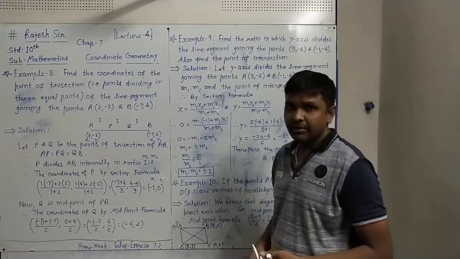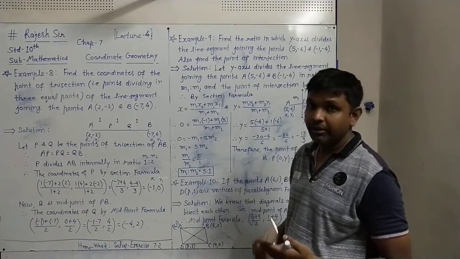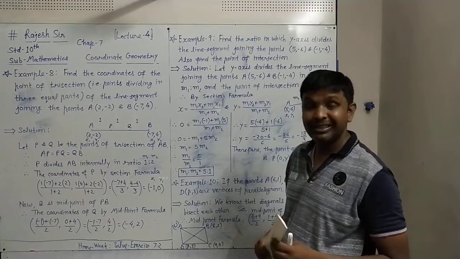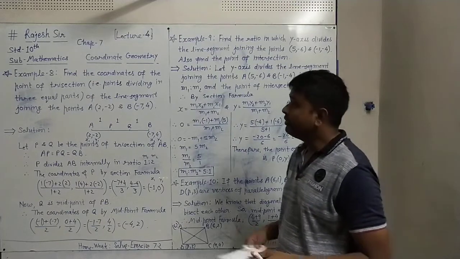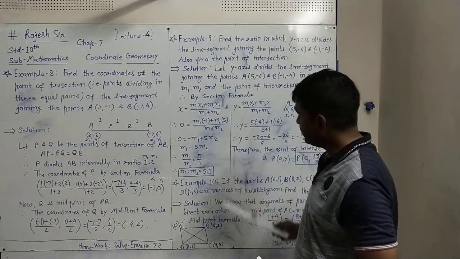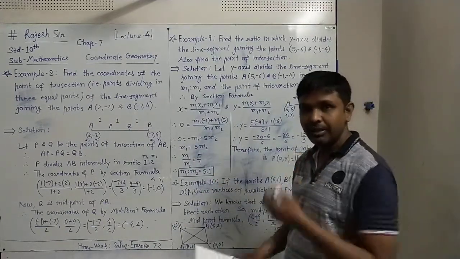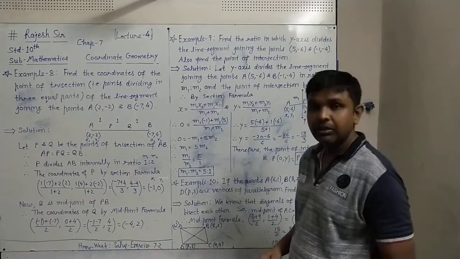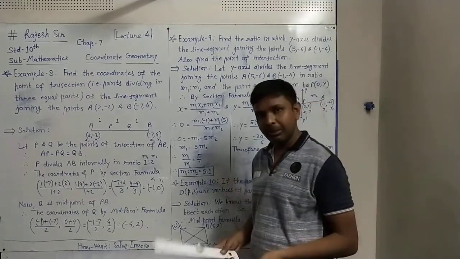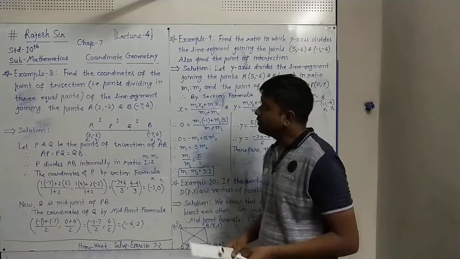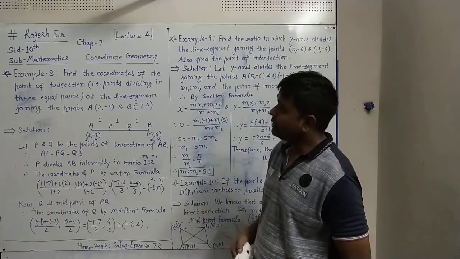In the last lecture we have seen the section formula, the midpoint formula, and we saw examples 6 and 7. Now we have examples 8, 9 and 10 also in the same section, in which we apply the section formula and midpoint formula. So first see example 8 here.